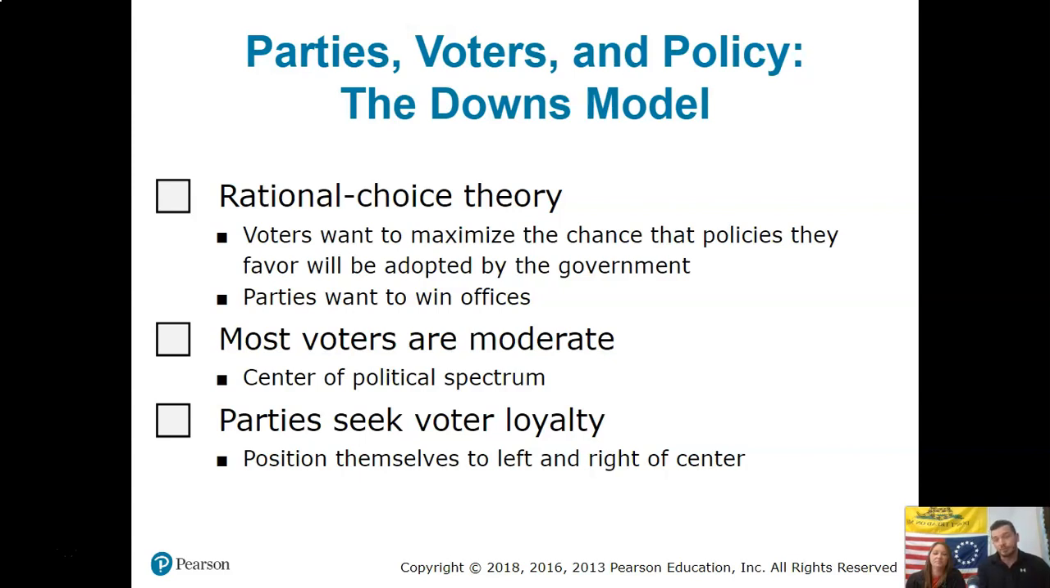And so most people are not super cut and dry. Some people are economically conservative, but they like social programs, so you can't really put them into just one category. They are more moderate when it comes to general political beliefs.